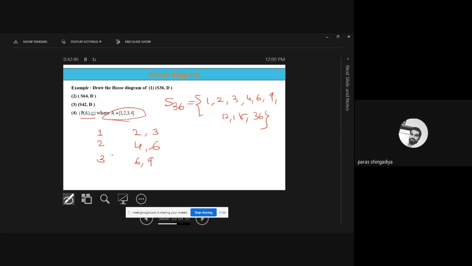Now in between 3 and 9, 4 and 6 are there. They are not related with the C. So 3 divides 9 is also true. 3 divides 12, that is not correct. It's not a cover element because you can map it with 6. 18 is not an answer. 36 is not an answer. These are the cover elements of 3. Now for 4.